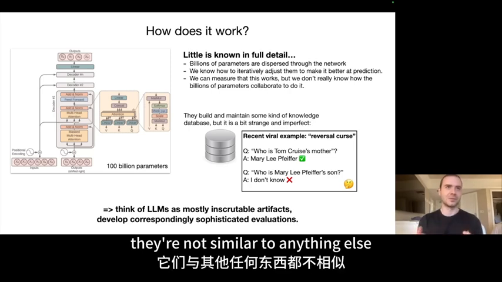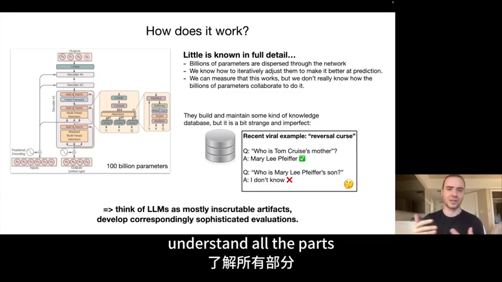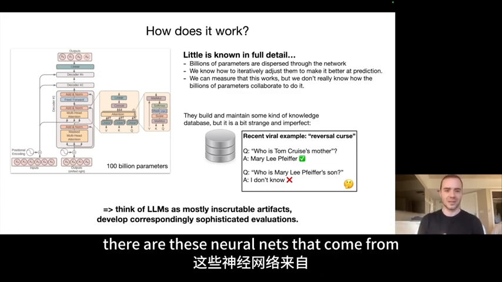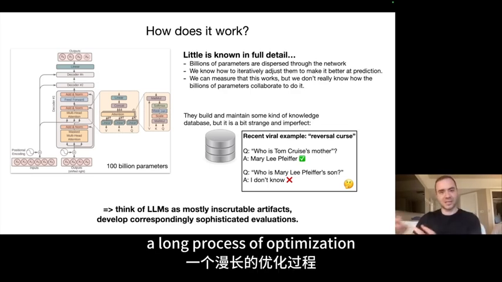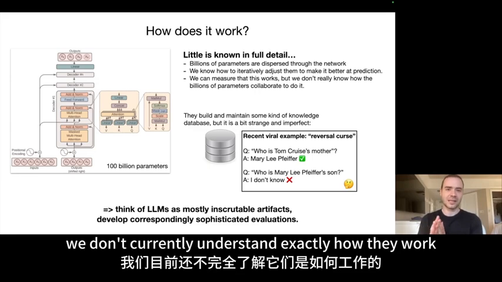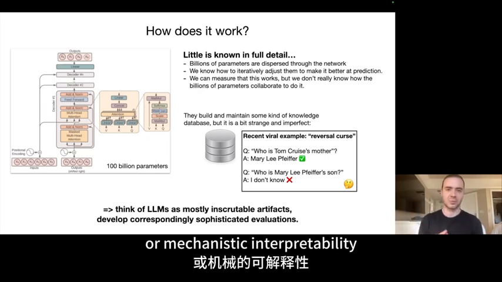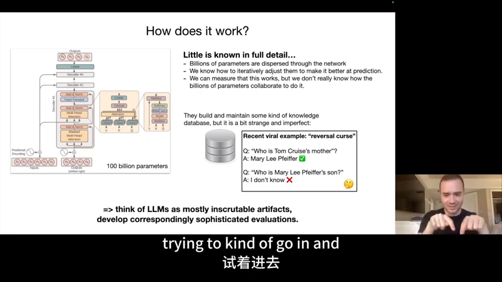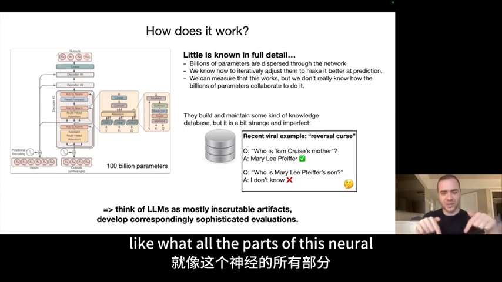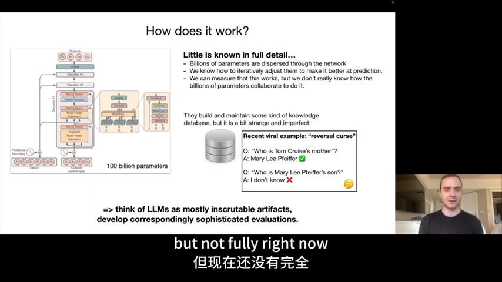They're not similar to anything else you might build in an engineering discipline. They're not like a car where we understand all the parts. They're these neural nets that come from a long process of optimization. So we don't currently understand exactly how they work, although there's a field called interpretability or mechanistic interpretability, trying to go in and figure out what all the parts of this neural net are doing. You can do that to some extent, but not fully right now.